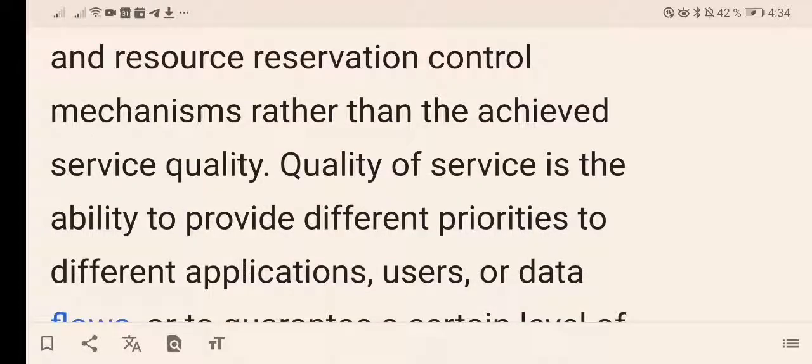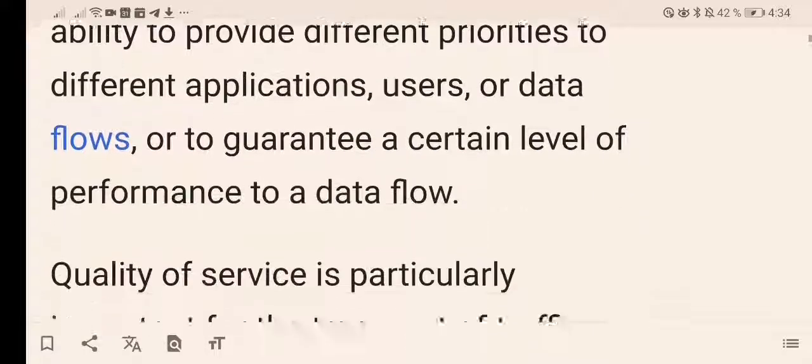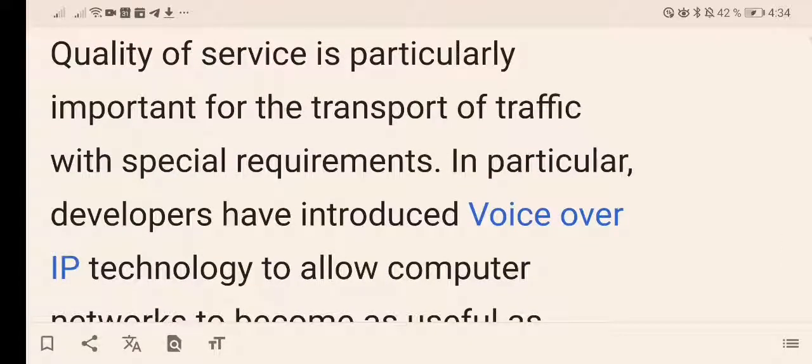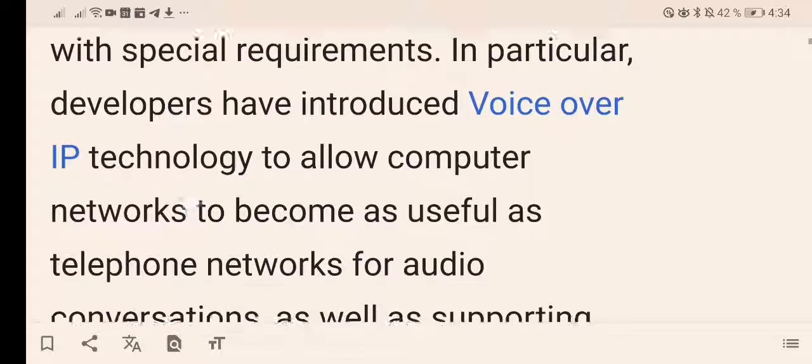And here it just talks reservation in general, to avoid confusing it with the RSVP protocol, which is reservation control protocol, that's something else. Quality of service is particularly important for the transport of traffic with special requirements. That's the same thing we were talking about. Voice over IP has special requirements. It has to have a delay normally less than 200 milliseconds. It's still acceptable.